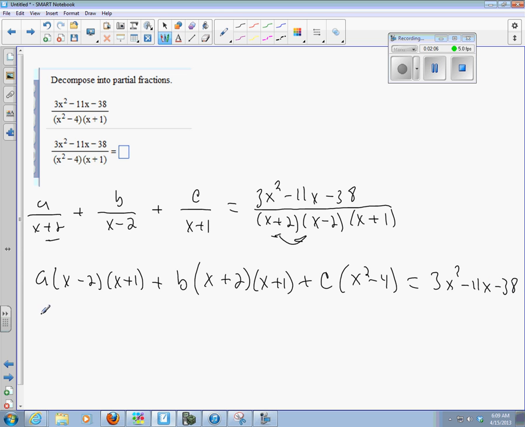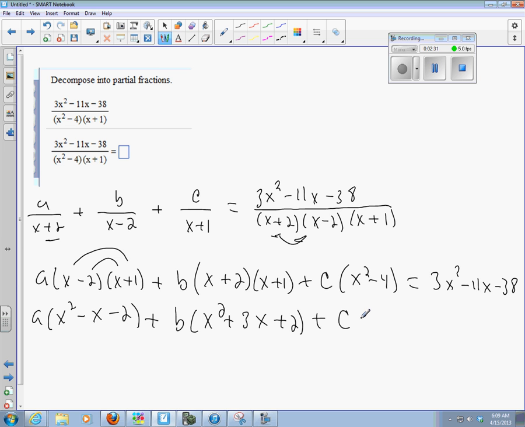Okay, and then I'm going to have to do a whole bunch of expansion here. I'm just FOILing. I'm doing x squared minus 2x plus 1x is minus x, minus 2. And I'll do that same thing here, x squared plus 3x, because of the 2 plus 1, plus 2. And that c can just distribute through very nicely.